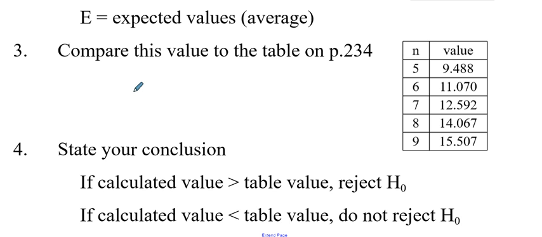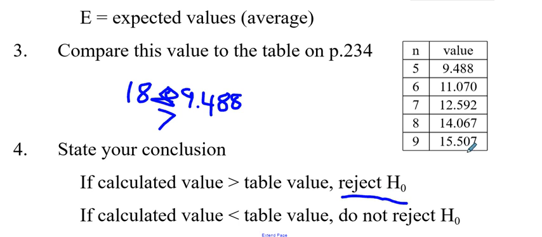Well, keep in mind what we saw. We got a calculated value of 18. The table value in this case is 9.488. Whoops, why did I write it this way? 18 is definitely more than that table value. So in this case, we're going to reject the null hypothesis.